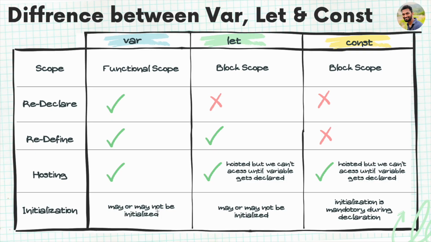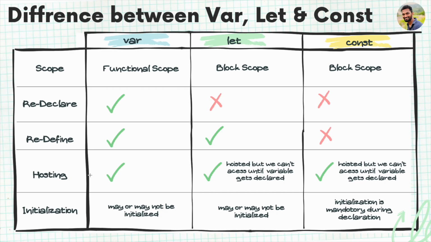We discussed all these criteria: what is scope, what is redeclaration, what is redefinition, what is hoisting. And we discussed individual small concepts like function scope and block scope. When it comes to scope, var has function scope, and let and const have block scope, that we understood. Coming to redeclaration, we can redeclare a variable with var and not with let and const. When it comes to redefinition, we can do it with var and let, but we cannot do it with const.